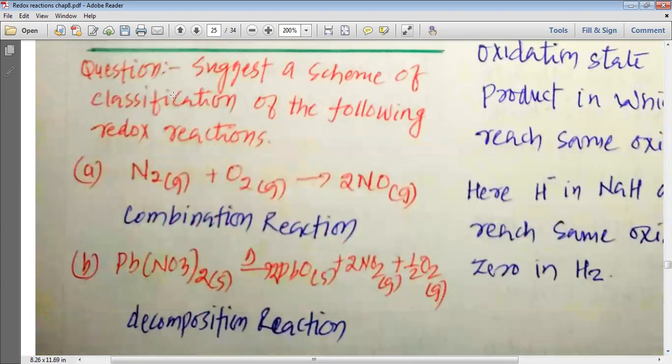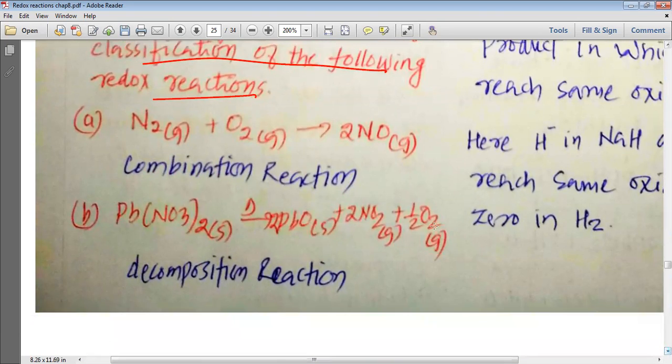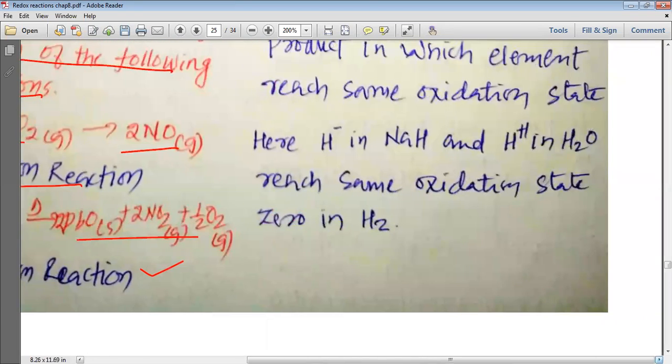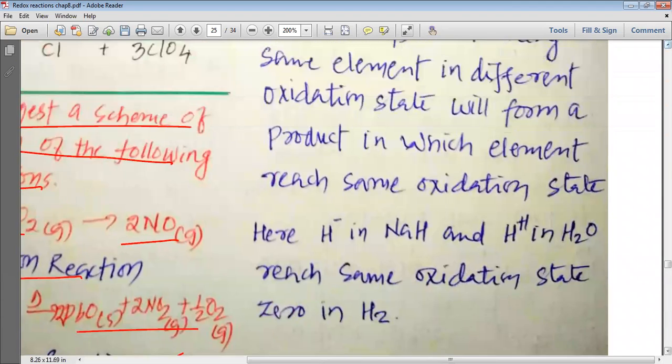Now let's move and solve the next question. Suggest a scheme of classification of the following redox reactions. So we need to identify what kind of redox reaction the reaction given is. Here you can see that two reactants give one product, so it's a combination reaction. Here one reactant gives more than one product, so it is a decomposition reaction, my dear students. Please have a look at this.